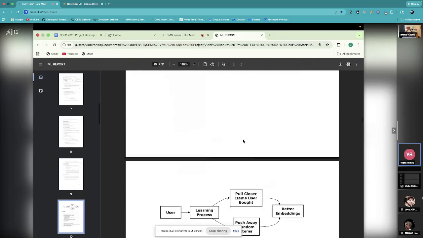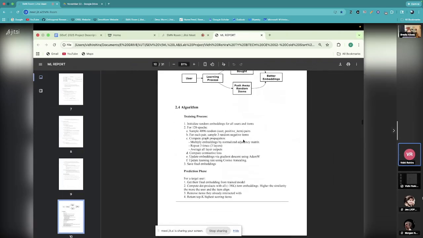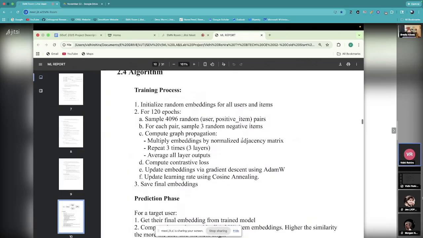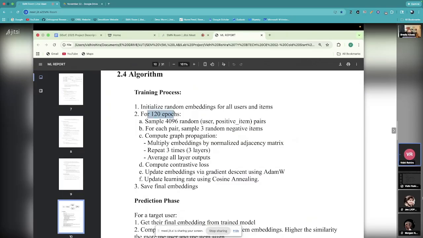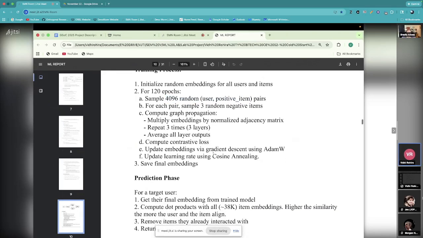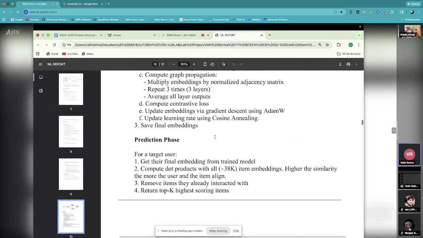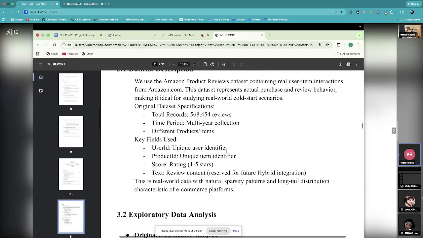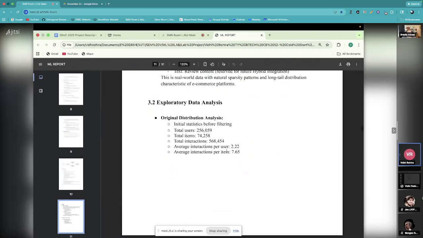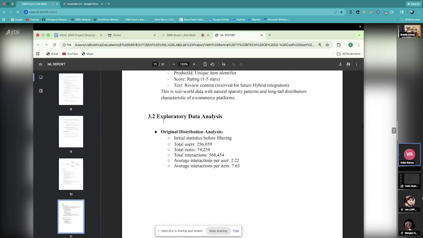And yeah, I guess I'll go a bit faster. So we had 120 epochs, as I said, and in each of those epochs, we had 4096 random batches, or a batch of 4096 interactions or pairs of user and the positive item. And yeah, repeat 3 times is because of the 3 layers, and again, the cosine annealing that we used.